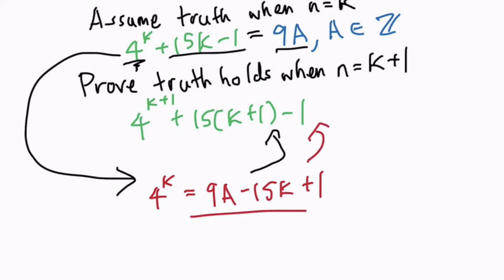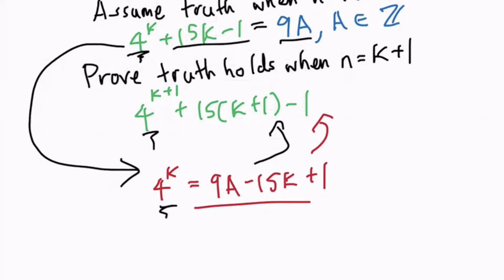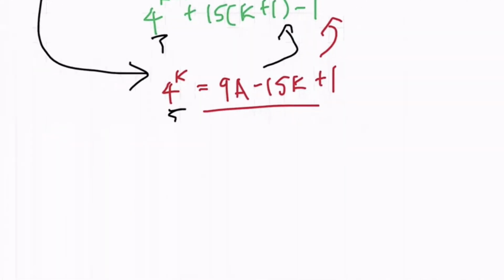But there's a small problem. The problem is that we have 4 to the k in this equation, and we have 4 to the k plus 1 in this equation. But what we can do is, we see that 4 to the k plus 1 is just really 4 times 4 to the k, right? That's just 4 times more than 4 to the k because of exponent rules. So what we can do is actually rewrite our green equation, and we're left with 4 to the k times 4, and make sure you see why we can do this.